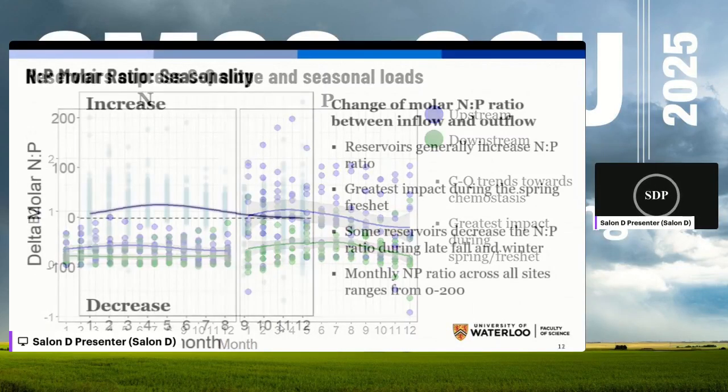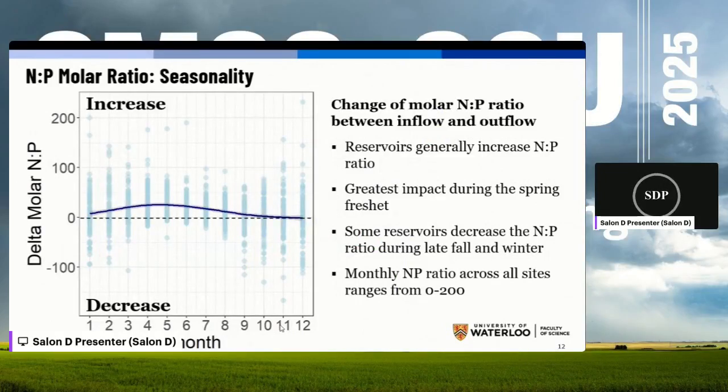Okay, so if we put those two pieces together, phosphorus load decreasing more than nitrogen load and pushing towards stable release, we see an impact on the seasonality of the molar nitrogen to phosphorus ratio. As you would expect, because the reservoirs retain more phosphorus, we see an overall increase in the nitrogen to phosphorus ratio. The figure I have here is delta molar N:P ratio, so how much each month the ratio is changing across the reservoir. We see the greatest impact of this change during the freshet.